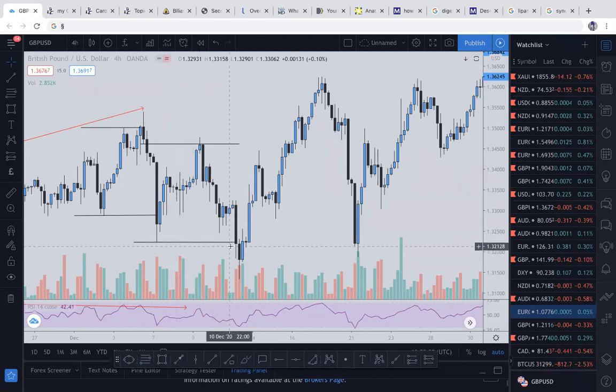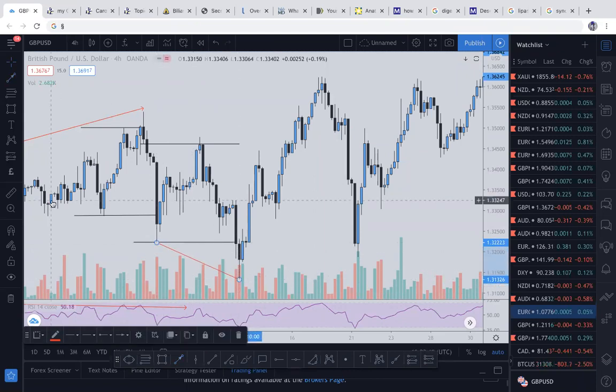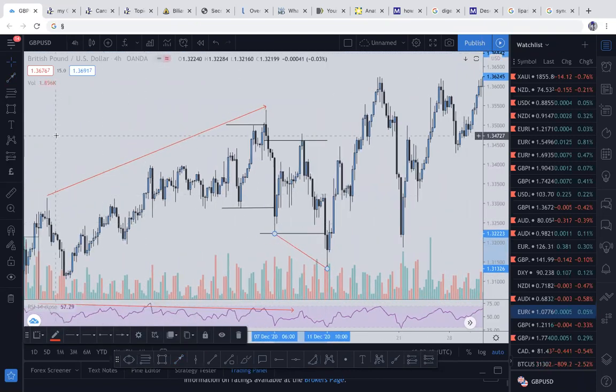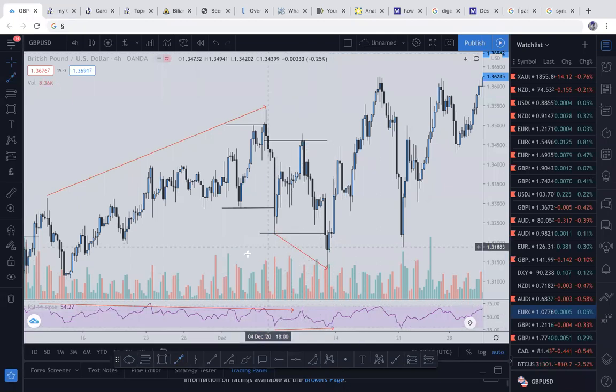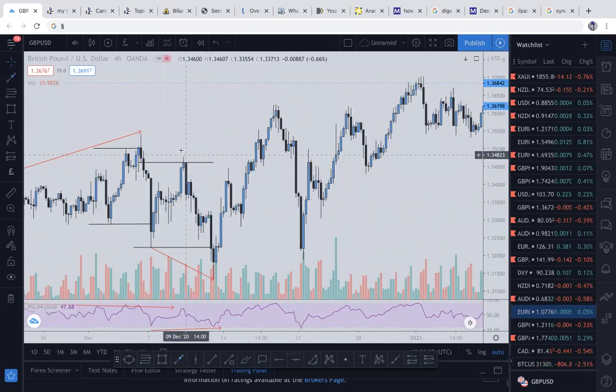We swap liquidity over this area. This was the low that created this high. Sorry, this was the high that created this low. And look down here, what's happening. Divergence once again. So this high, break of market structure over there.